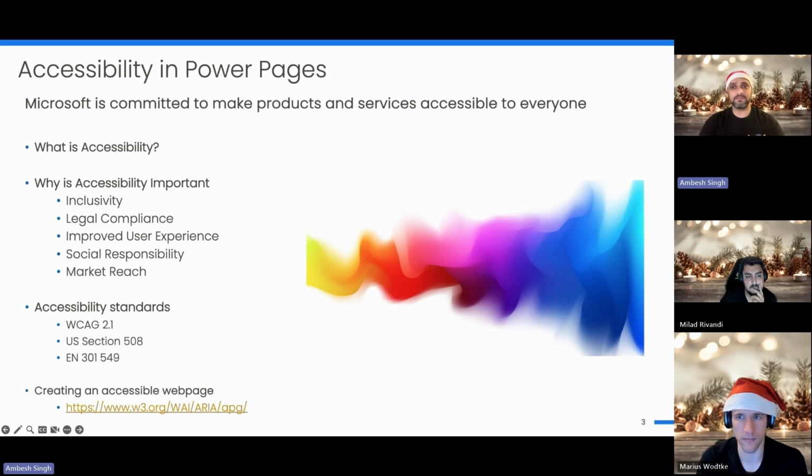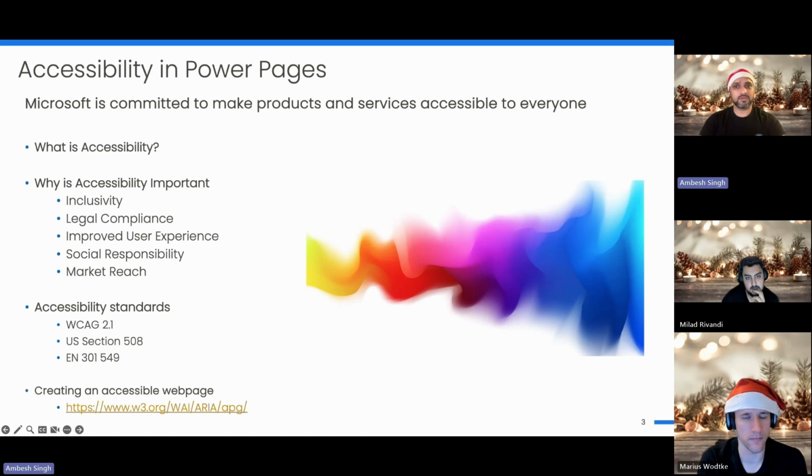Accessibility refers to the design and creation of environments, products, and services that can be used by all people, including those with disabilities. This includes physical spaces, digital content, and various forms of communication. Now the question is, why is accessibility important?